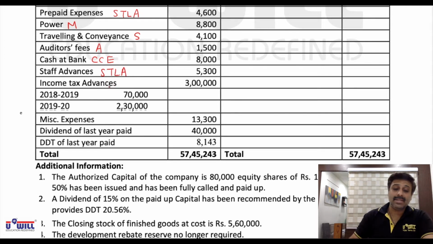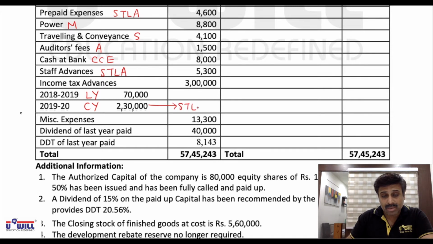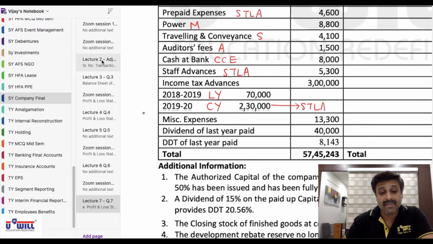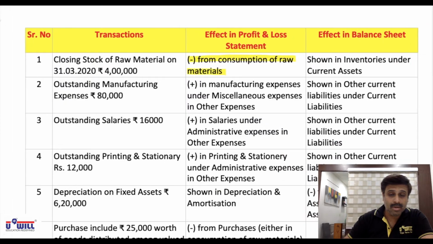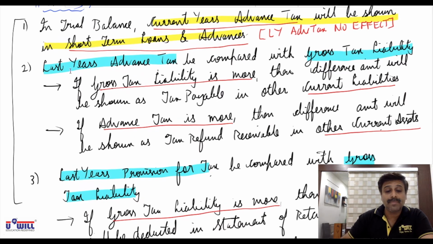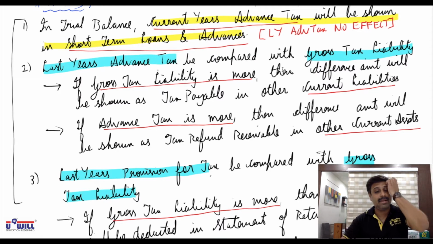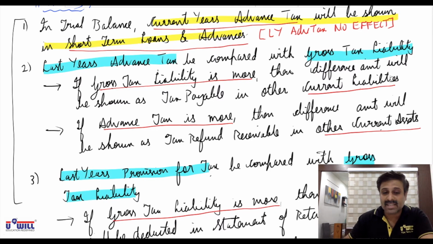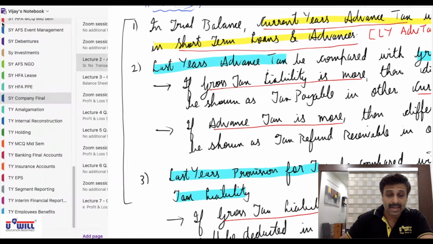Now income tax advances, be attentive. 1819 means last year, 1920 means current year. Current year's advance tax will come in short-term loans and advances. And last year's advance tax, if you remember, we discussed, it has to be compared with gross tax liability. Okay, question number 2 we discussed. After that, writing as a note, you all can see this second note. I made you write this after question 2. Last year's advance tax should be compared with gross tax liability. If gross tax liability is more than the difference amount will be shown as tax payable in other current liabilities. If advance tax is more than the difference amount will be shown as tax refund receivable in other current assets.